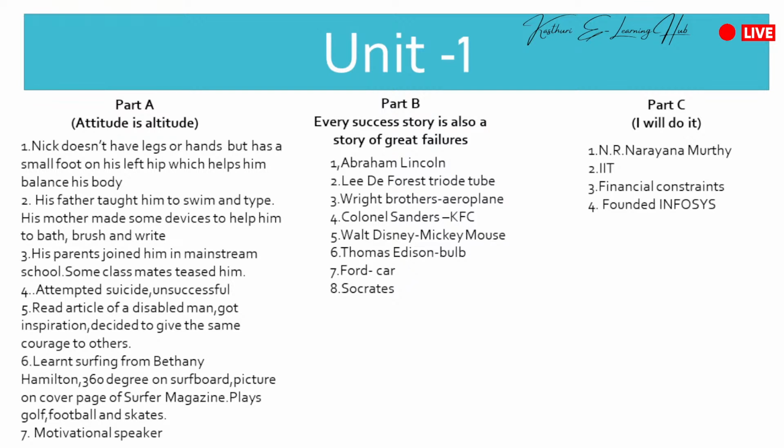Okay, so here I have just jotted down the important points from the text so that it's easy for you to revise. So firstly, we will speak about Nick's childhood. When he was a child, his mother made some gadgets so that he can brush, he can have a bath, and he can read and he can write. And his father taught him how to swim and how to type.